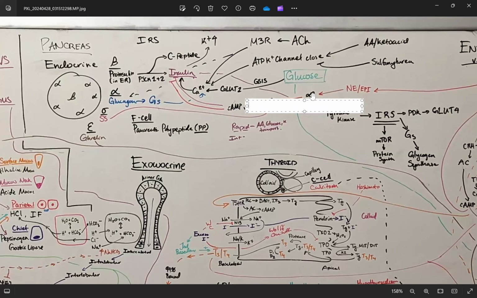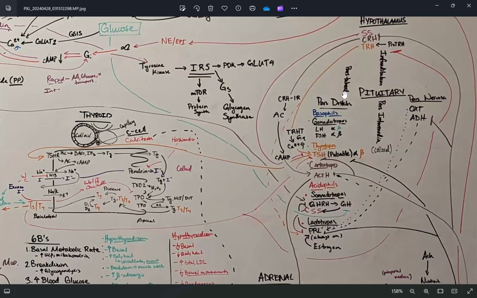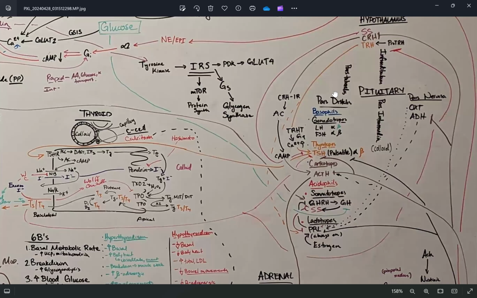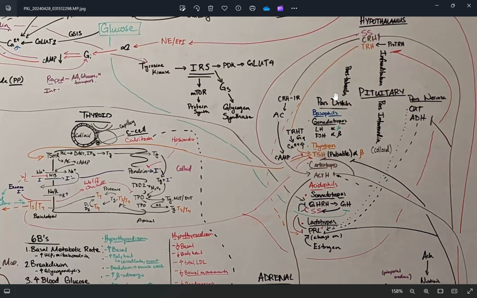So let's start with cortisol, why not? CRH will be released and that binds to the CRH1R receptor, which will increase your adenyl cyclase, increase cAMP, my favorite cascade, and that will increase release of ACTH from the pituitary gland.